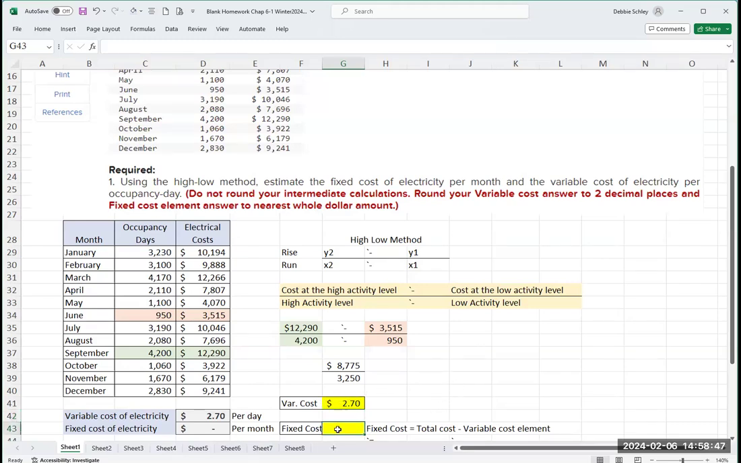Now, the fixed cost would be the total cost minus the variable cost element. Just for me, I'm going to pick my high. Just make sure whichever one you pick, this is the fixed cost. It's going to be the same no matter what month I pick. But make sure if you're picking the total cost for September, then for the variable portion, you're using the occupancy days for September times the variable cost.